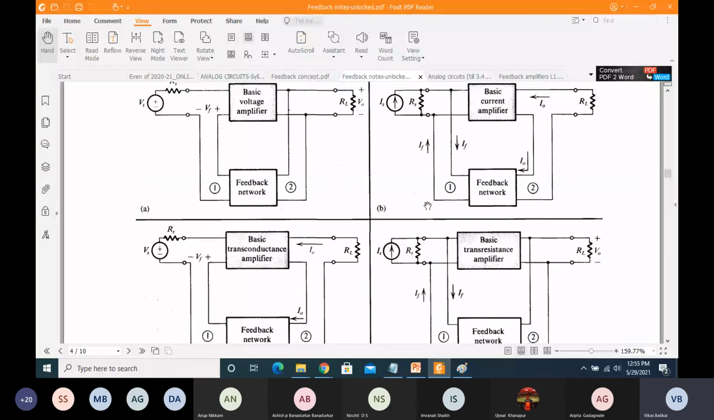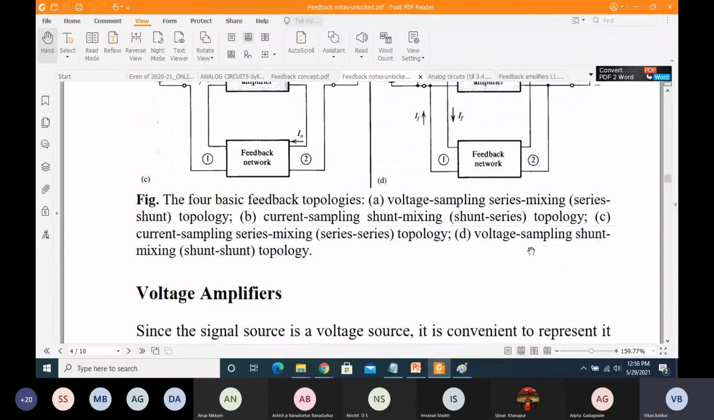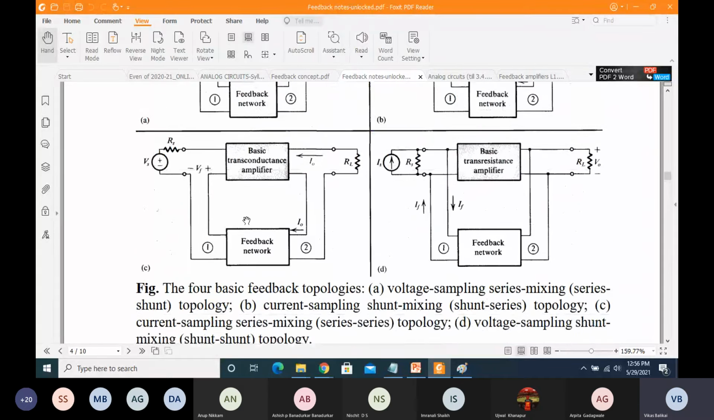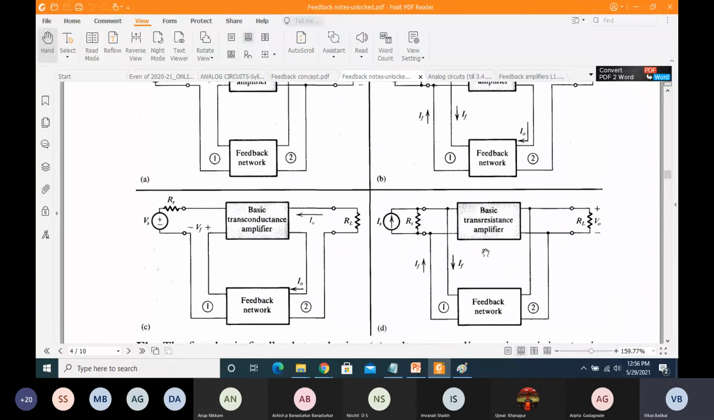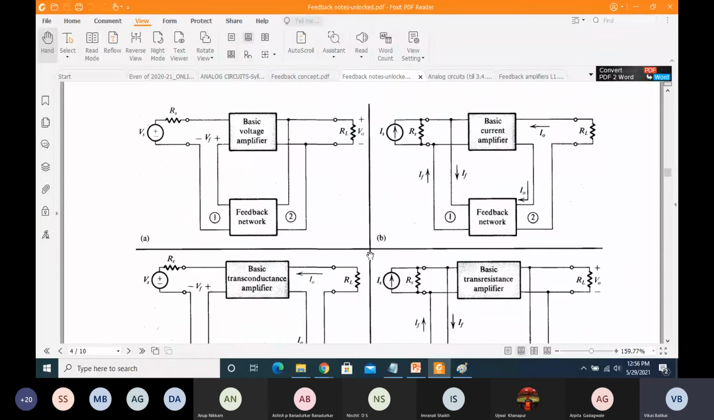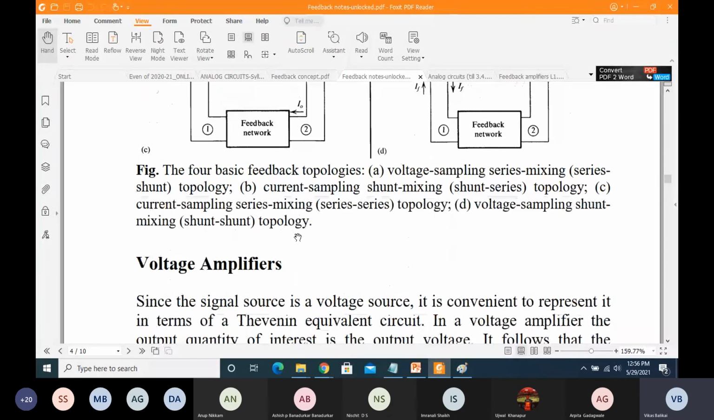And what about the voltage? It is connected in a parallel format, in a shunt format. So basically the transconductance is series, trans resistance is parallel or shunt. So please remember these four configurations when you talk about your amplifier topologies. So we're going to have these kind of things.